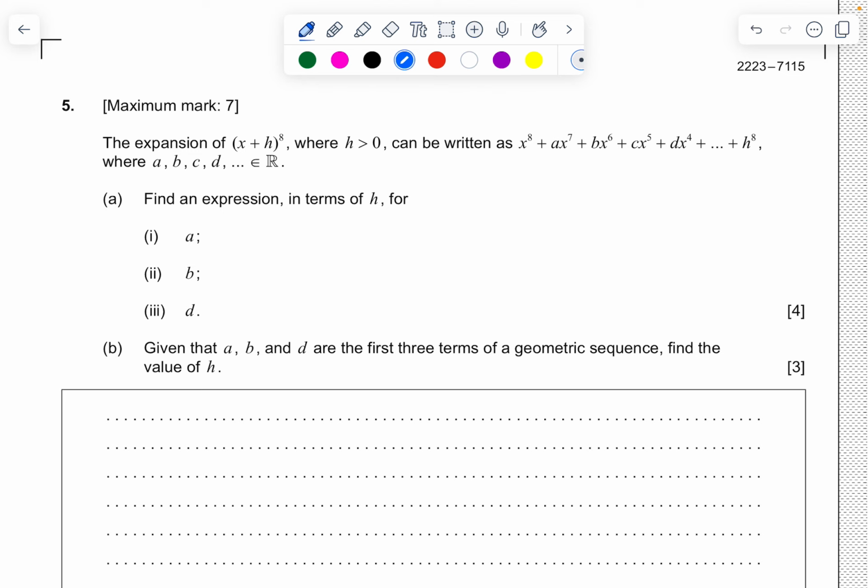The expansion of (x plus h) whole to the power of 8, where h is greater than 0... 0.89 is going to be 0.05.